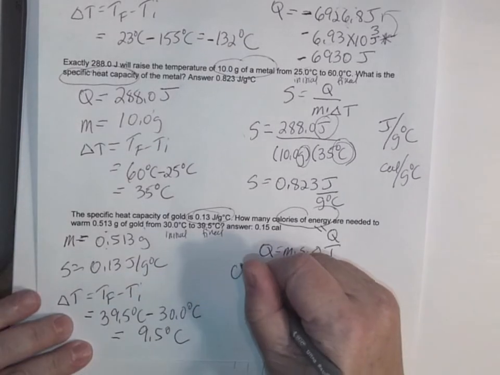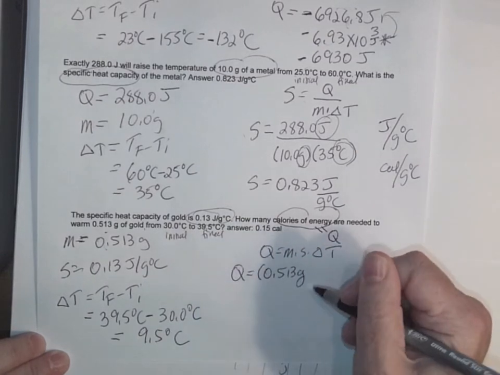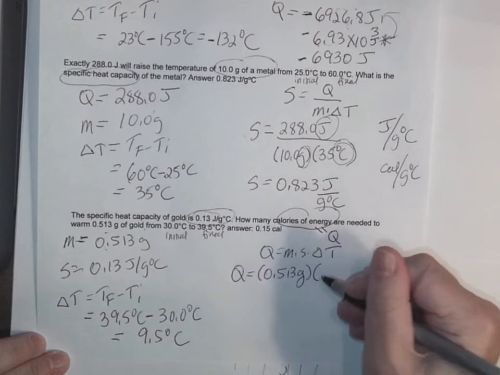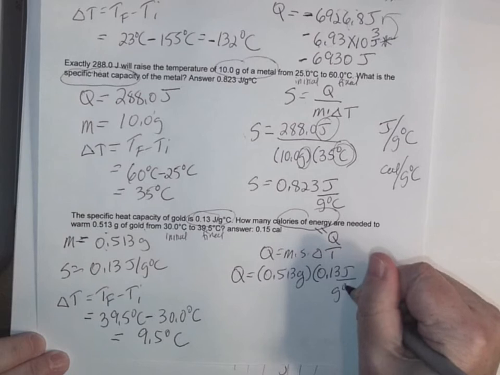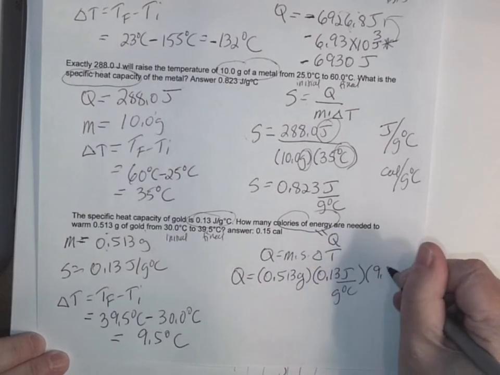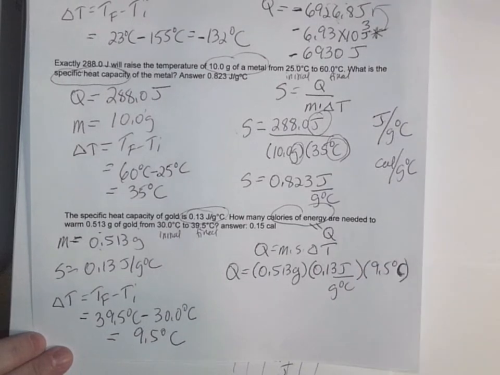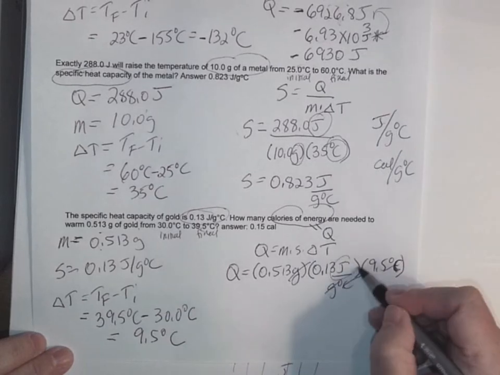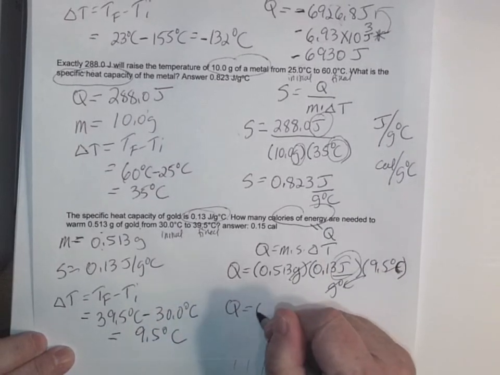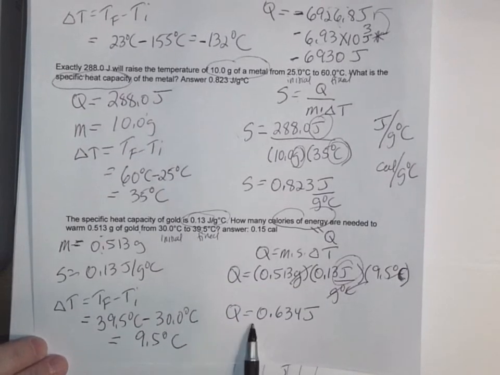Okay? So Q is equal to mass 0.513 grams. The specific heat capacity is 0.13 joules per gram degree Celsius. And my change of temperature is 9.5, and that is a degree Celsius over there. Again, same thing. Cancel, cancel, so that you see that you have your energy unit, and I get 0.634 joules.